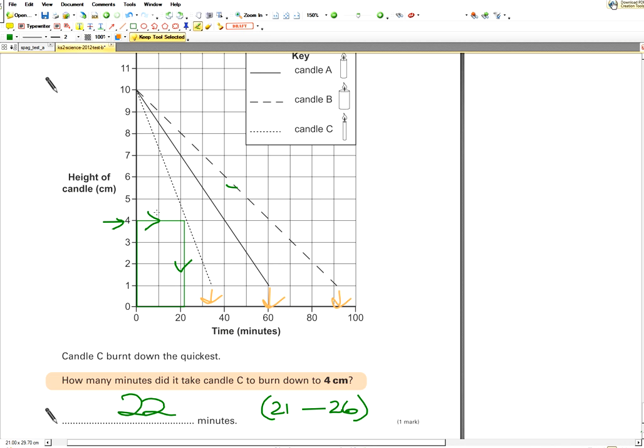Get a ruler. Grab a ruler. Can I do it in pencil first? You could do it in pencil first and then in pen after. It's up to you. I'm going to pause the video.